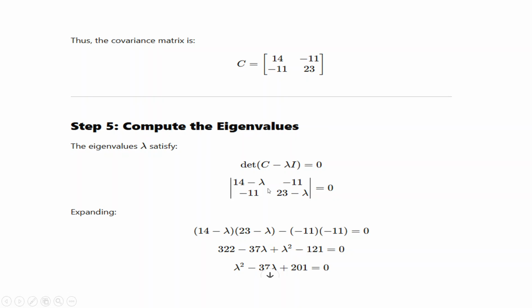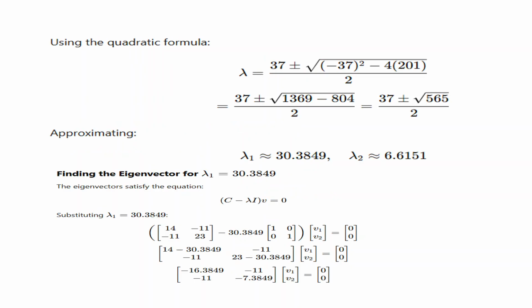To compute the eigenvalues we have a formula, determinant of C minus lambda I, and after substituting it in we have to calculate, expanding this equation by multiplying cross product, and generating the equation. Based on the equation we have a quadratic formula to identify the lambda values. Here I didn't represent the values.